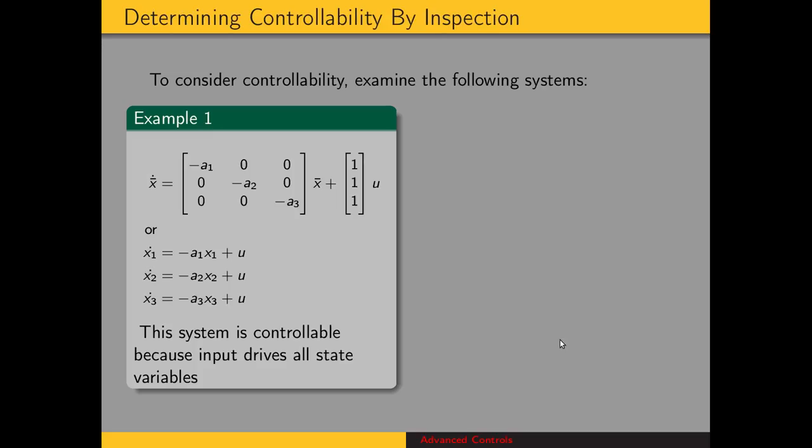Let's look at some systems where it is easy to see controllability. First of all, we have the system with this diagonal state matrix and the input matrix B, which is made up of all ones. If we were to rewrite this as three separate equations, you can see pretty clearly that this system is controllable because the input drives all the state variables. u affects x1, u affects x2, and u affects x3.